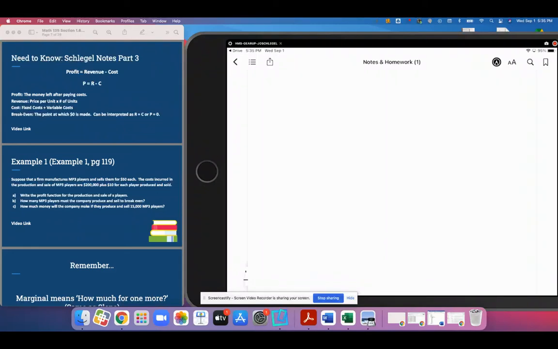So in the need to know Schlegel notes part 3, we have some new information. And that new information is the profit function. And what we can state is that profit is equal to revenue minus cost. And so we've talked about this a little bit previously.